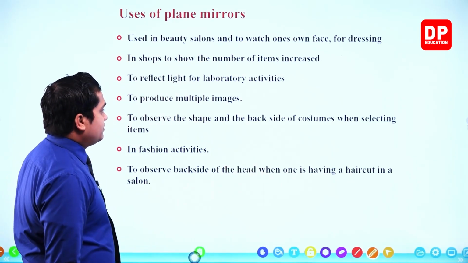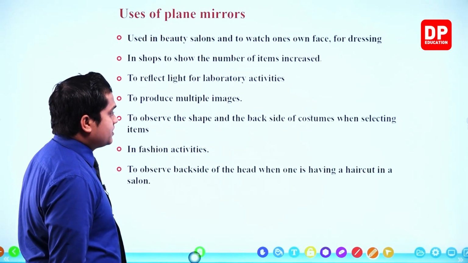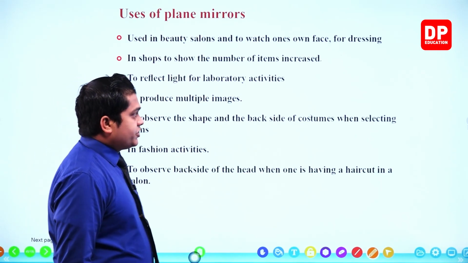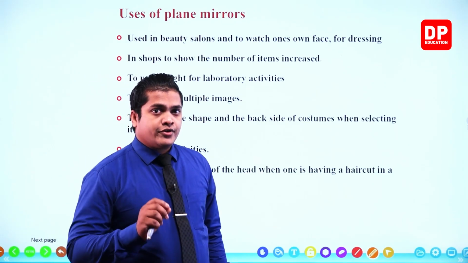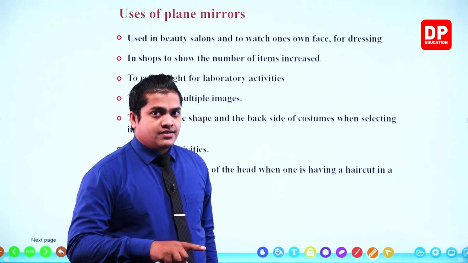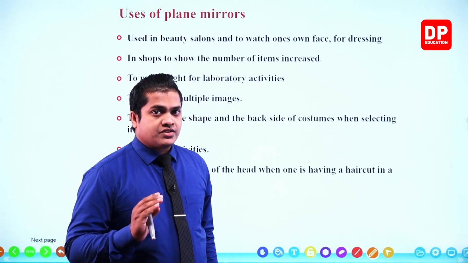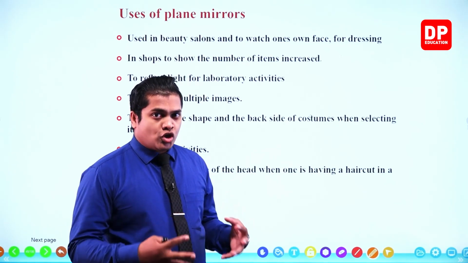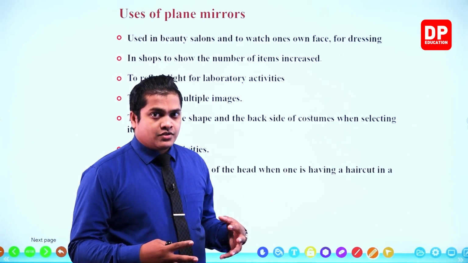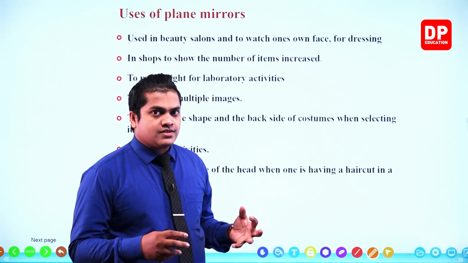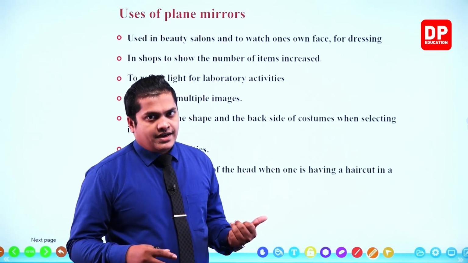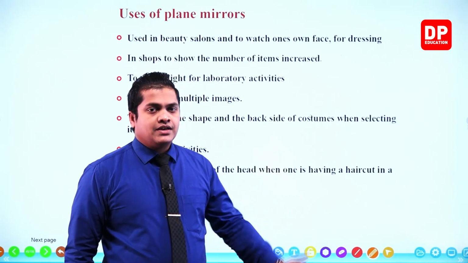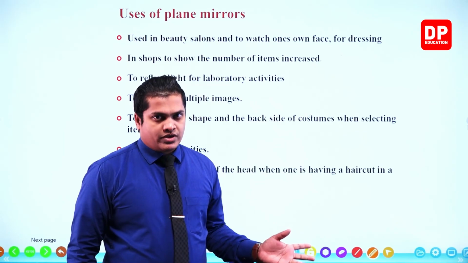Next one, to observe the shape and the backside of costumes when selecting items. When selecting items, my dear children, especially costumes, in order to check the front and back sides. I think in fashion houses, when you go to a dressing room, or to dressing shops in order to buy textiles, you have to get some dresses and check the back side of them. In that case, you have to use these plane mirrors. This is also related to dressing, or to looking glasses.